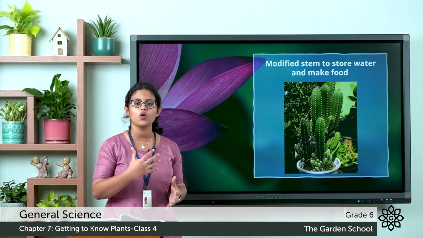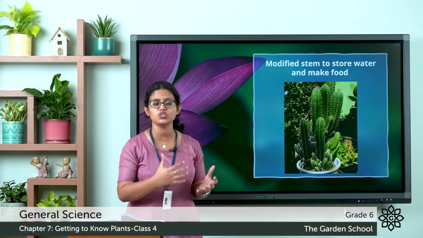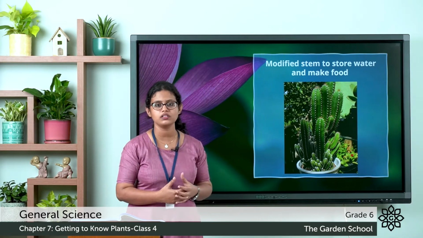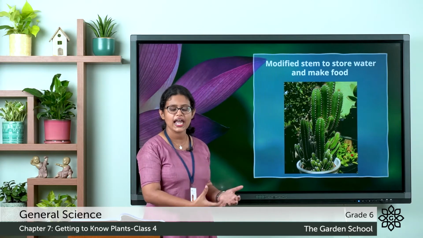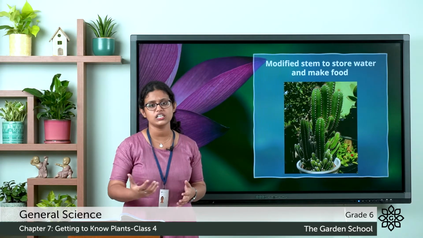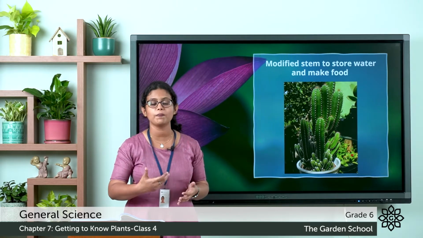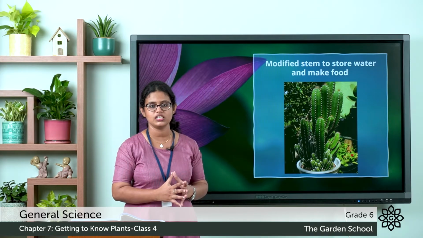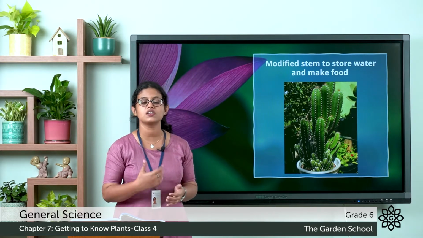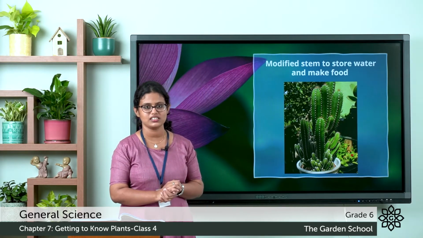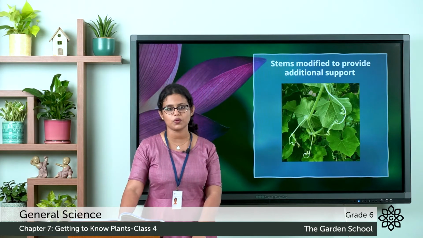These stems store water, and these stems are modified to prepare food. This modification of the stem helps the cactus plant to survive in the hot, sandy desert. So this cactus plant has a stem that stores water and prepares food. This additional function performed by the stem helps the cactus plant to survive in the hot, sandy desert.